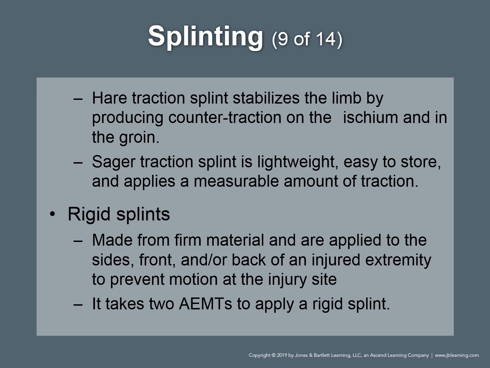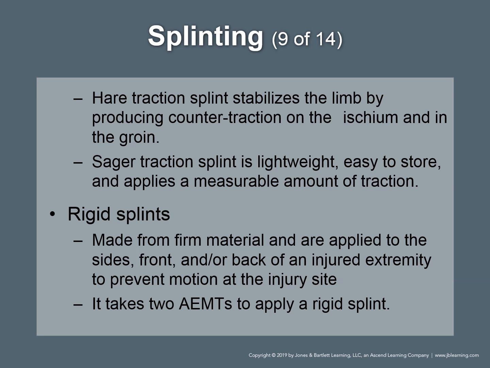Hare traction splints kind of sit up in the groin, and what you do is you put a strap around the upper leg and then you just turn a knob until you get traction. Sager splints are easier. They're more lightweight, not quite as hard, and they use kind of a spring action to pull that leg down. And then you have rigid splints, and this is where you get your board splints and things, and you can splint the leg that way. Problem with rigid splints is they're not going to hold traction.